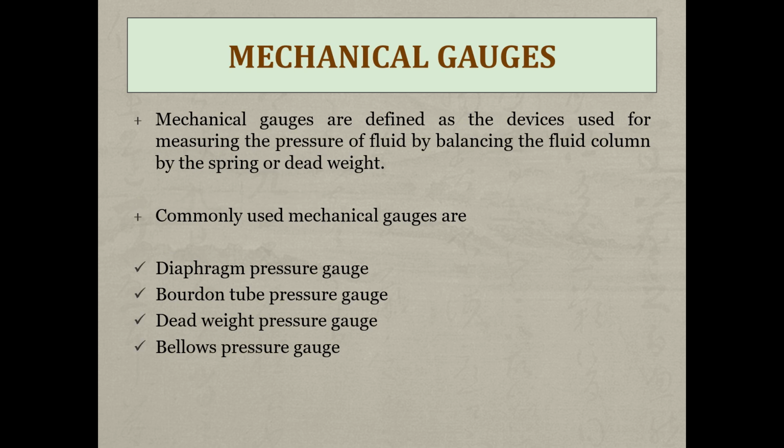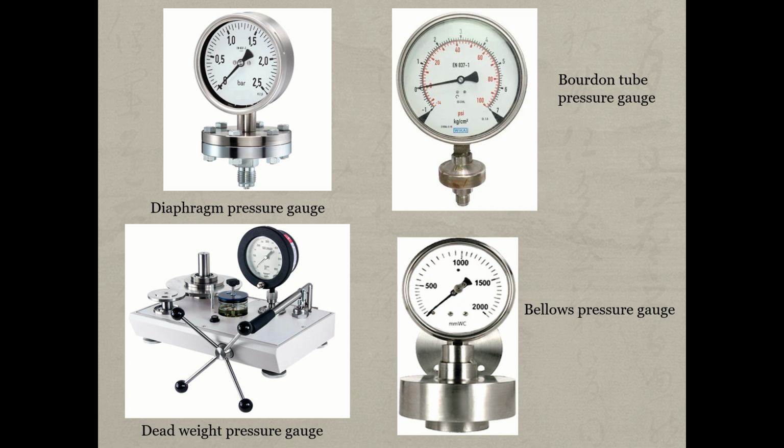Mechanical gauges are devices which are used for measuring the pressure of fluid by balancing the fluid column with a spring or with a dead weight. Commonly used mechanical gauges are the diaphragm pressure gauge, Bourdon tube pressure gauge, dead weight pressure gauge, and bellows pressure gauge. These are the pictures of those.